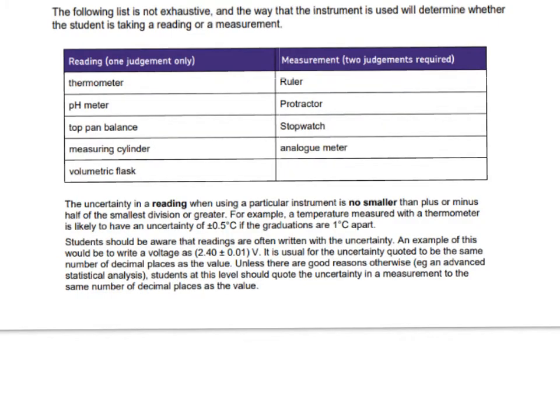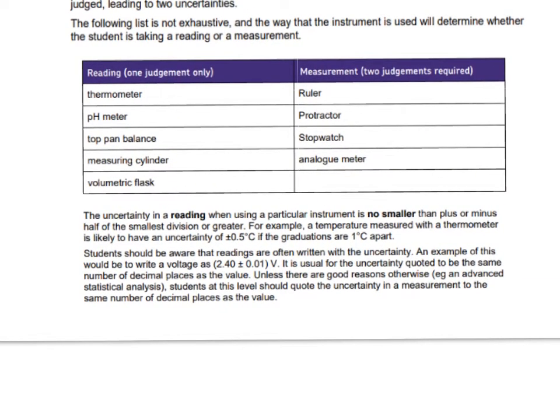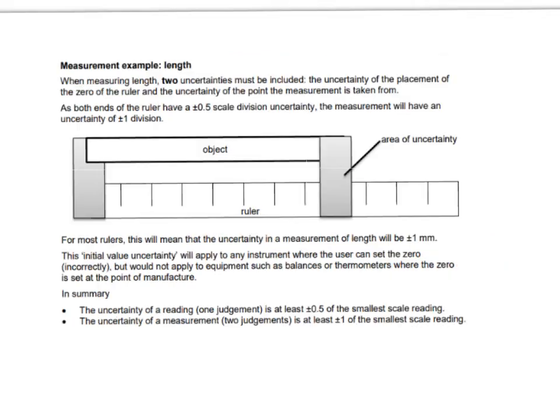So remember when you're taking a measurement, for example with a thermometer, if you've got 1 degree C intervals, the uncertainty is half of each division. Often they are written like this, so you have your measurement plus or minus the uncertainty of the measurement with the units after. Remember, for measurements, not readings, you've got two uncertainties that you need to include.